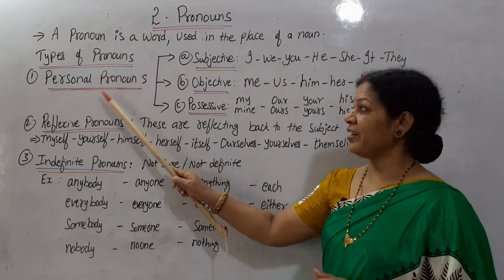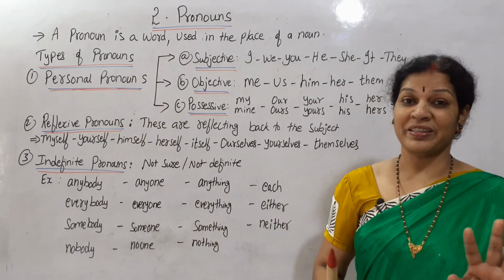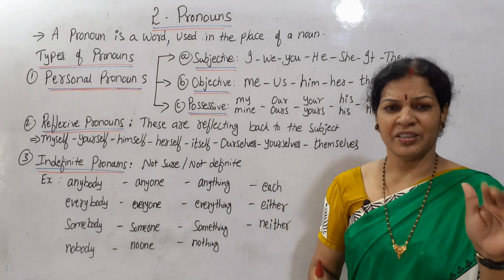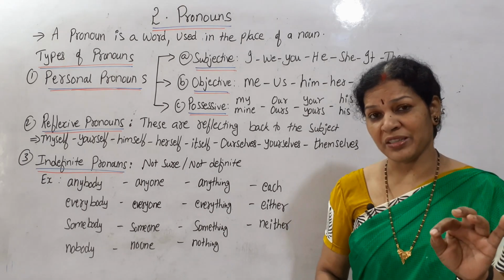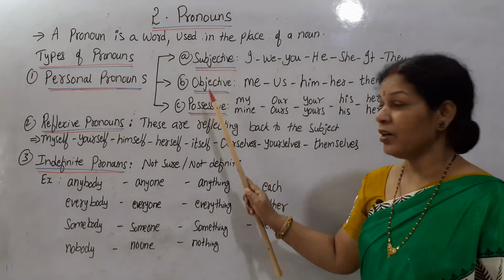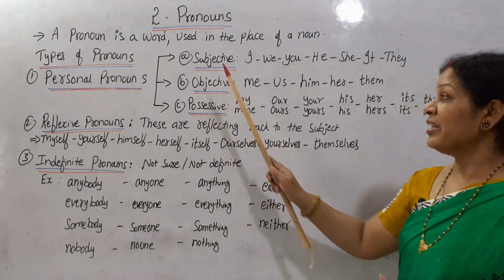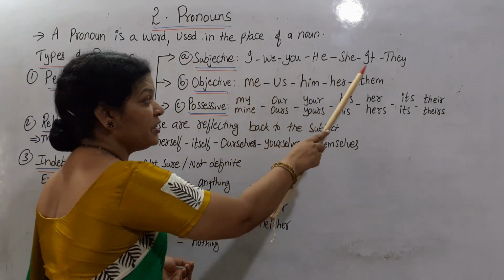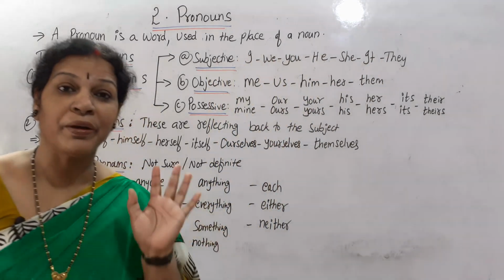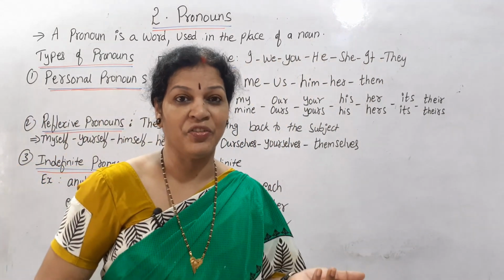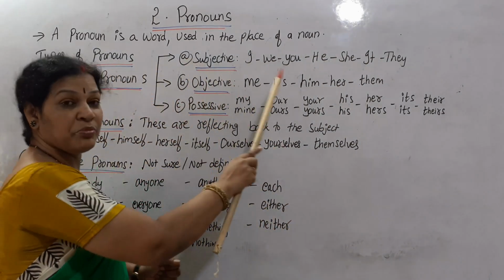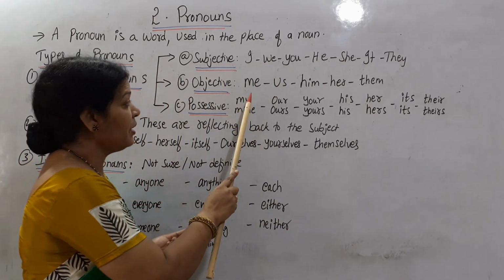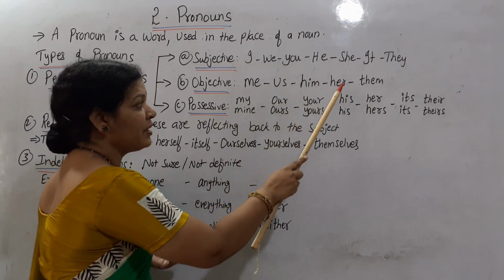The first is the personal pronoun. This personal pronoun is not just I, me, you. Personal pronoun is once again divided into three parts: subjective, objective, and possessive. Subjective means I, you, we, you, he, she, it, they. These are all subjective pronouns. Talk along with me, that will be easy for you to understand, right? So that's subjective pronoun. The second one is the objective pronoun. Objective pronouns are me, us, him, her, them.